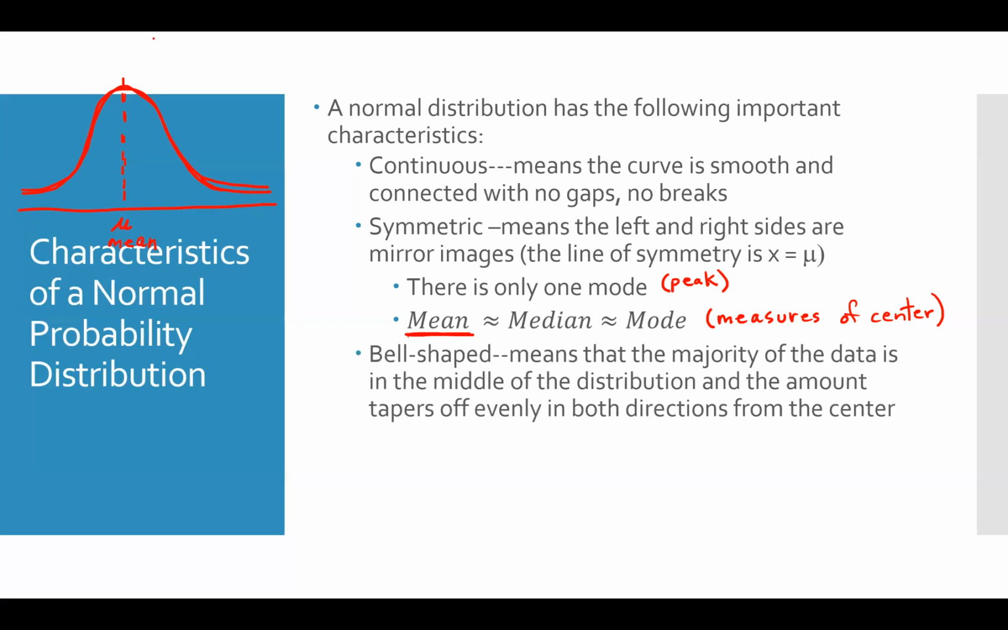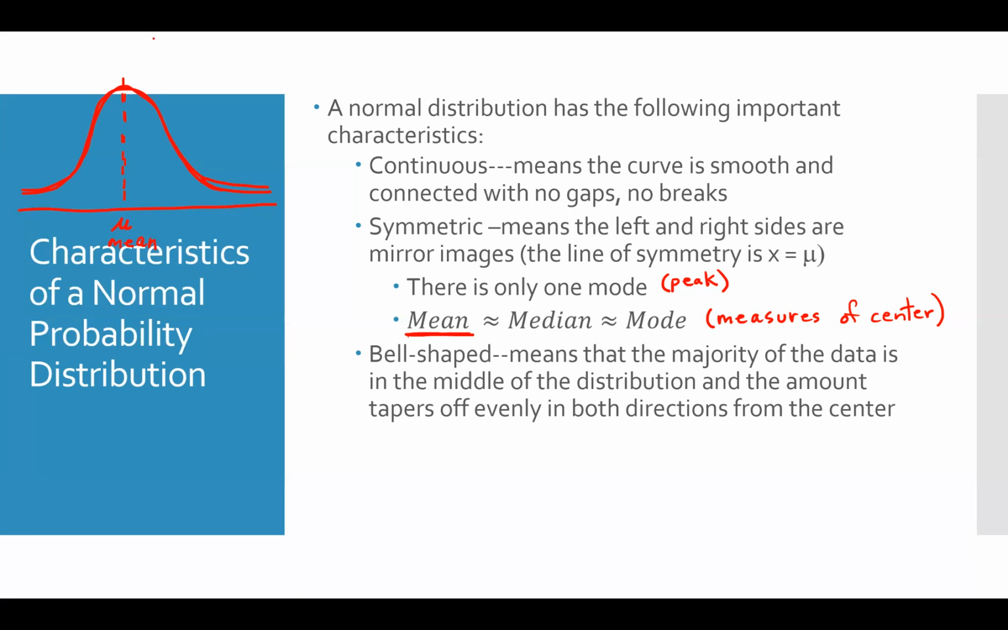I also mentioned that the normal distribution is sometimes referred to as the bell curve. So it has a bell shape, where a lot of the values are clumped together in the middle, and then it tapers off evenly in both directions. You have very few at the ends.